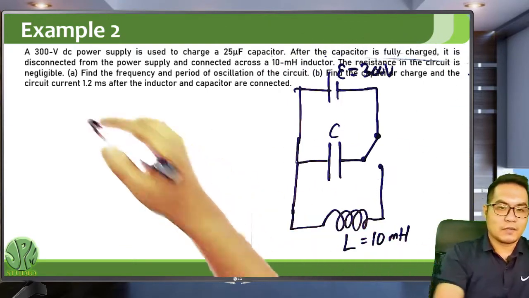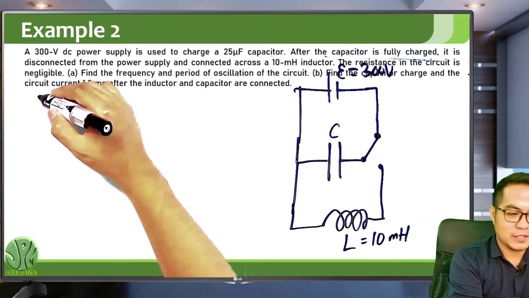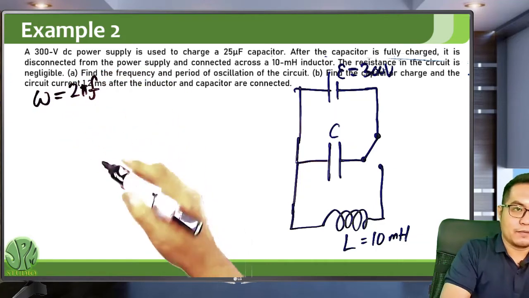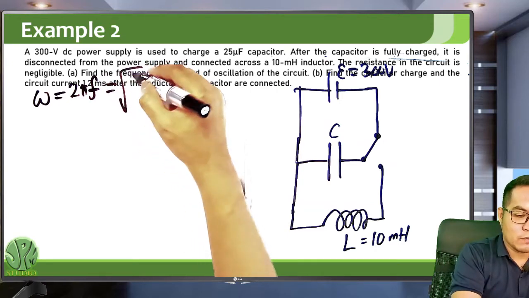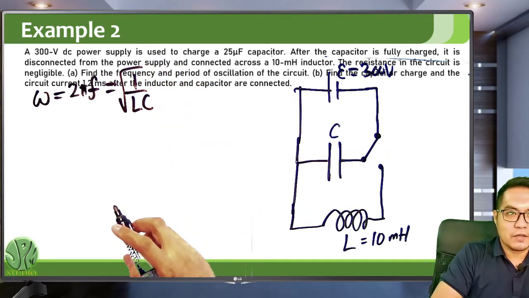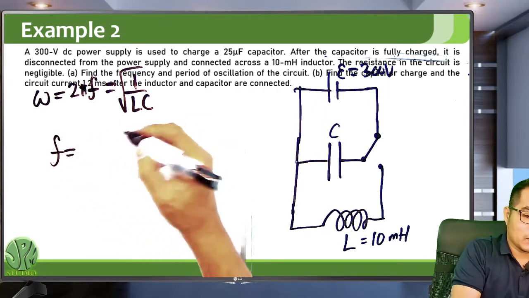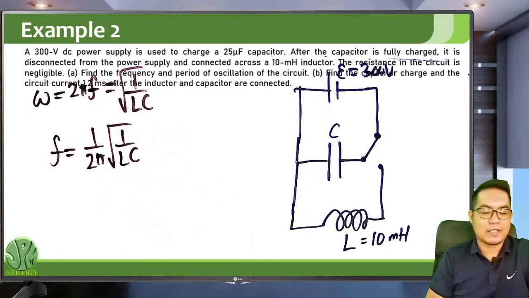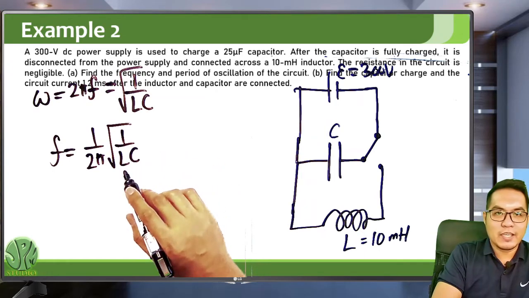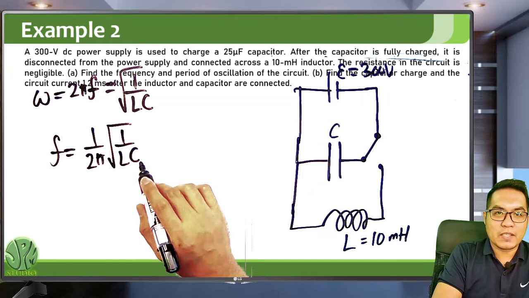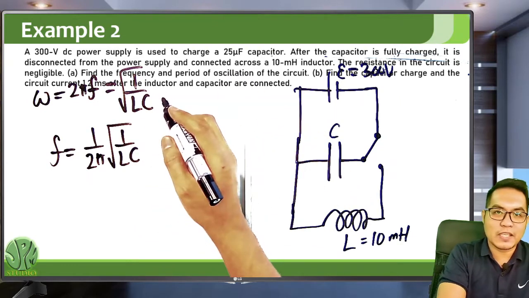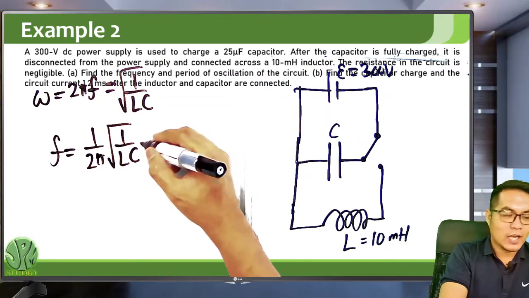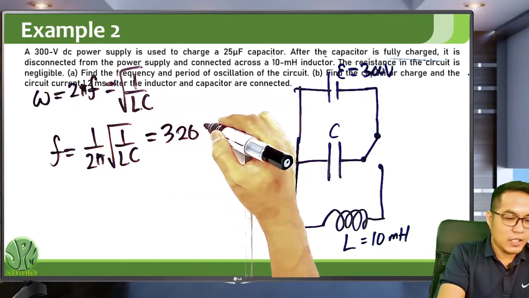When we are asked for the frequency, it's f, and it's related to the angular frequency omega by omega equals 2 pi times f. The angular frequency is square root of 1 over LC. Therefore, f is just equal to 1 over 2 pi times square root of 1 over LC. We are given the inductance, 10 millihenry, and the capacitance, 25 microfarad. Just convert that into the standard unit. So this is 25 times 10 to the negative 6, and this is 10 times 10 to the negative 3. And you will get a value of 320 hertz.